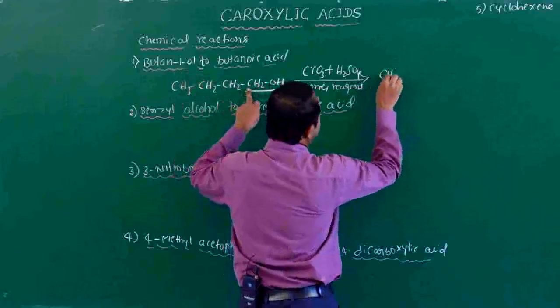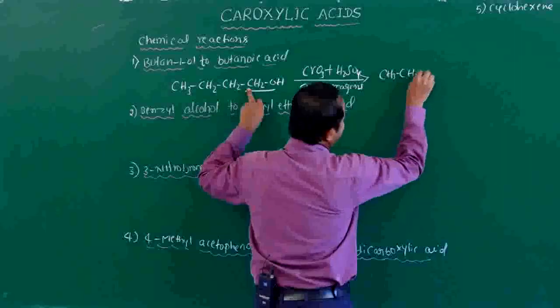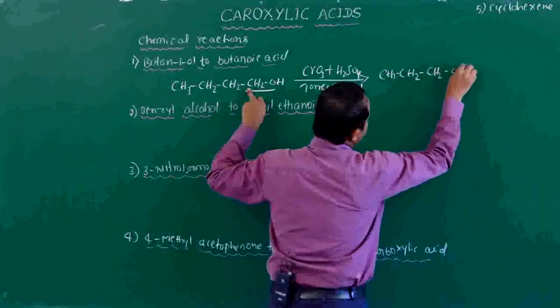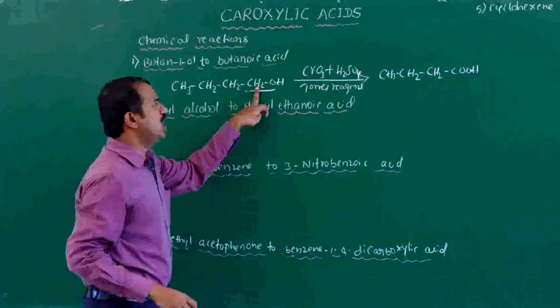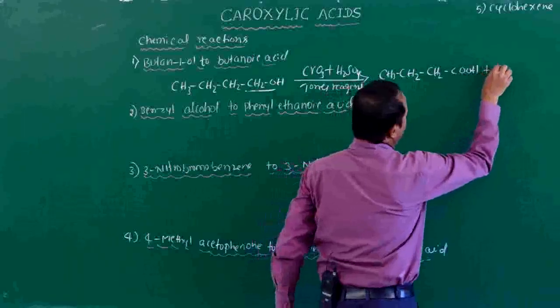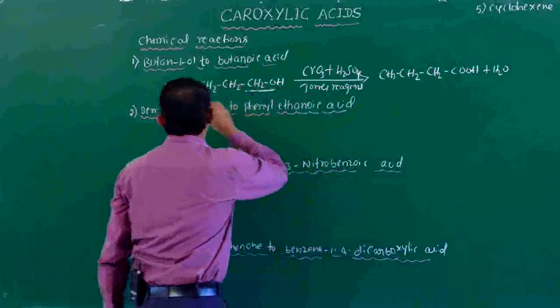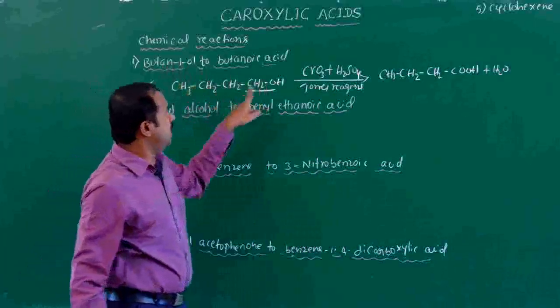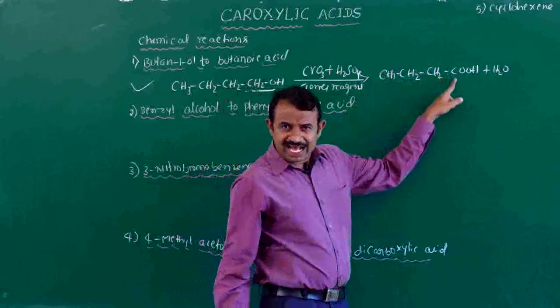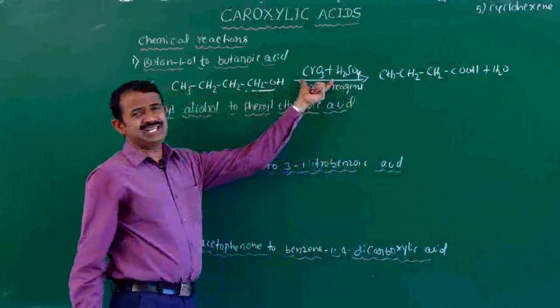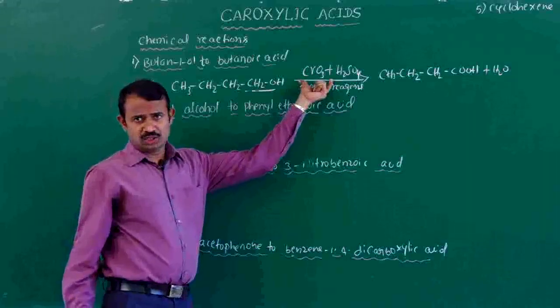Butanol is converted to butanoic acid, CH3CH2CH2COOH, with the elimination of one molecule of water. This is the first one, conversion of butan-1-ol to butanoic acid. This is a good oxidizing agent, called Jones reagent.